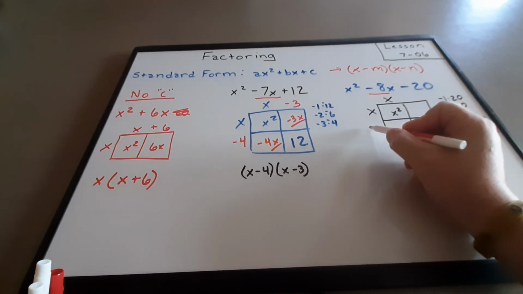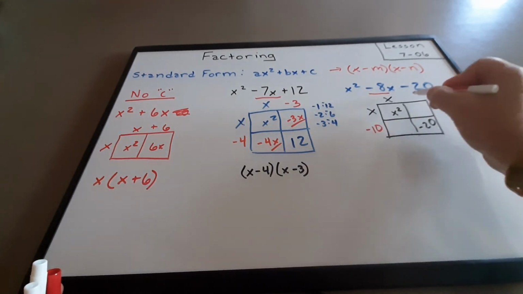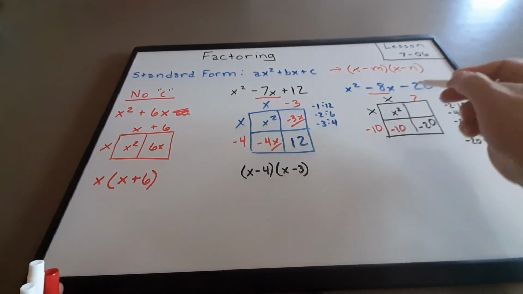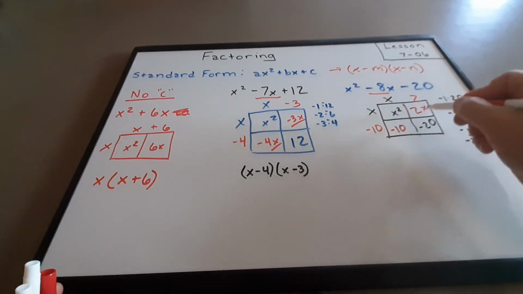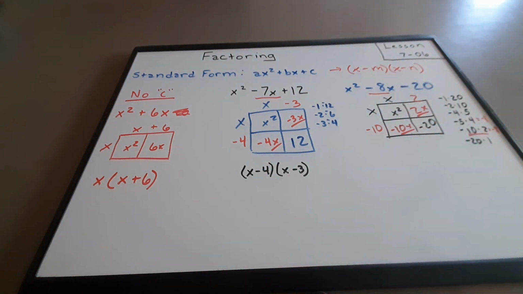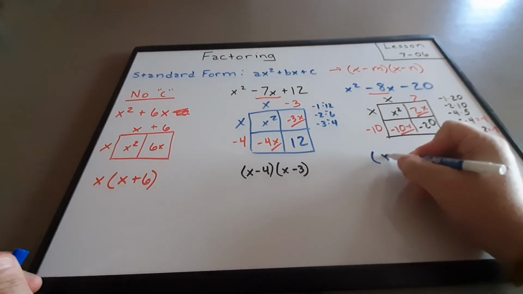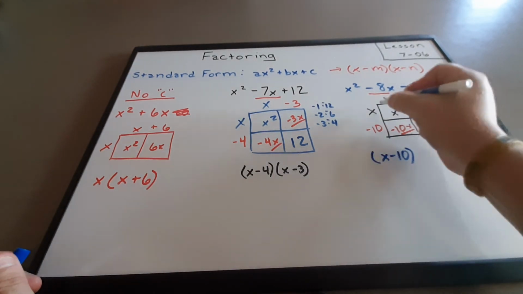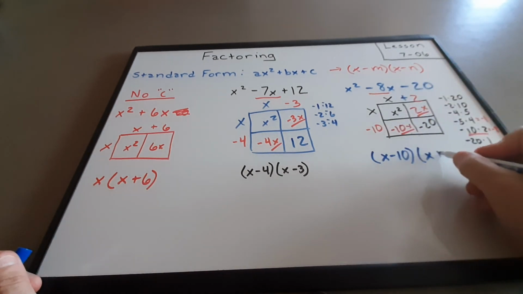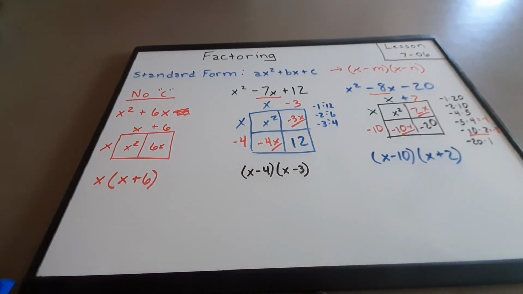We're going to go negative 10 here, positive 2 here. Negative 10 times x is negative 10x. 2 times x is 2x. And these create negative 8x. So our factored form in this one is x minus 10 for the left side, x plus 2 for the top there. So now we have all of these in factored form.